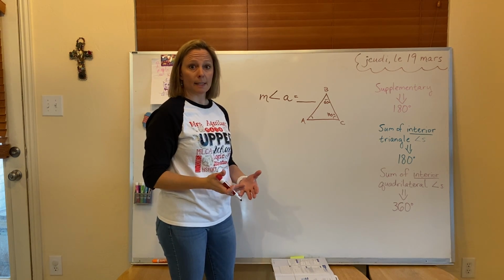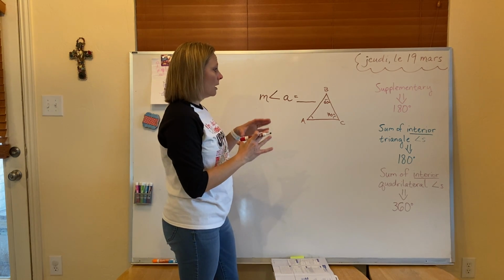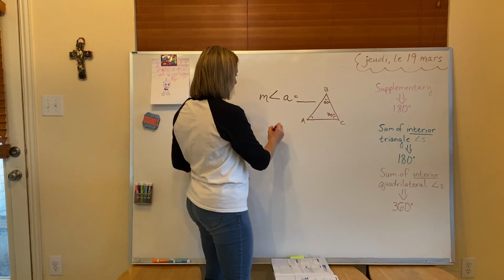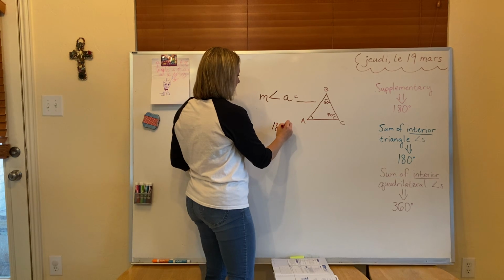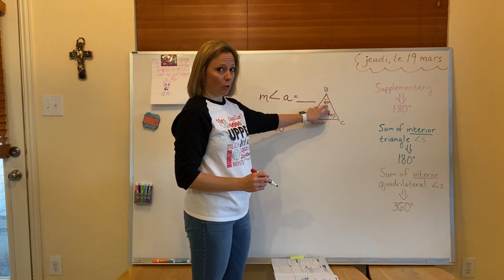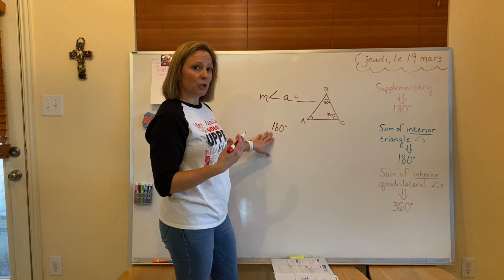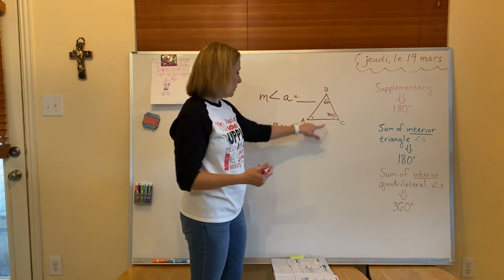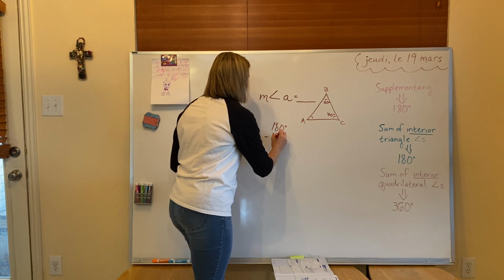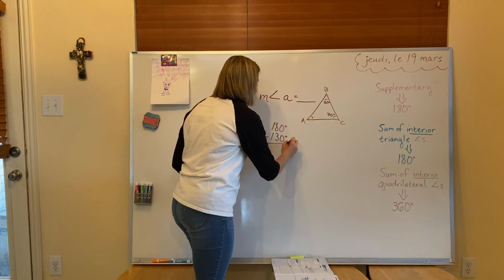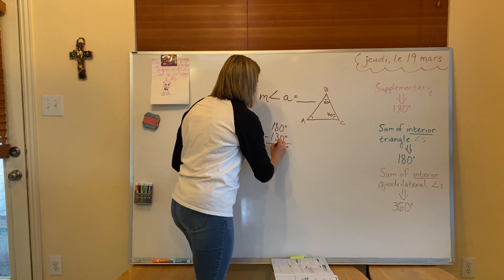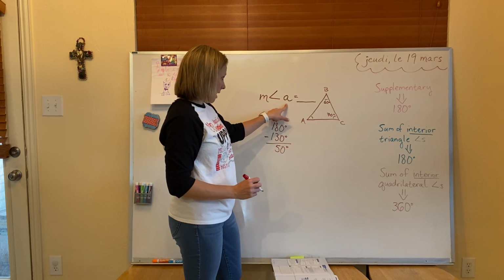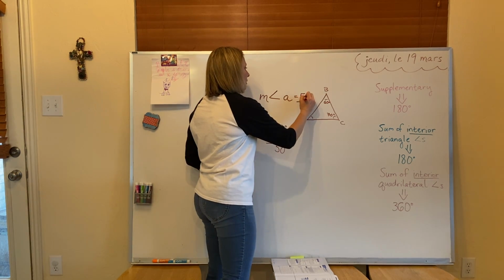Well, it's kind of easy, isn't it? If we know the sum of all of the interior angles of a triangle is 180 degrees, then we can simply subtract the known angle measurements from what the total should be, right? So 60 plus 70 is 130. We can subtract 130 degrees from 180 to come up with 50. So the measure of angle A is equal to 50 degrees.